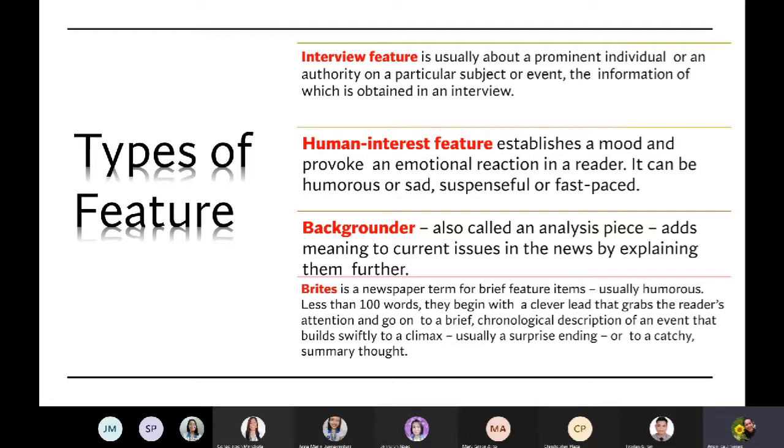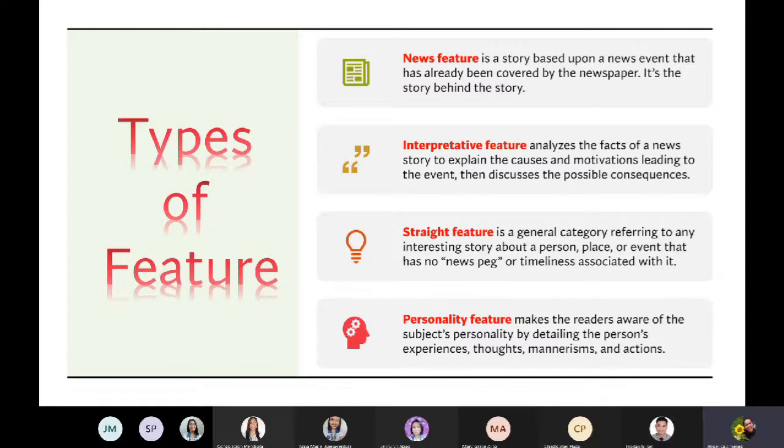So what's the difference between interview and personality? For personality, it can be even someone who is not famous. Even a certain person. For example, on KMJS, Jessica Soho, the child who works because he has no parents, only his grandmother and grandfather, that could be a person we can make into a personality feature. But for the interview feature, it is for a prominent individual.